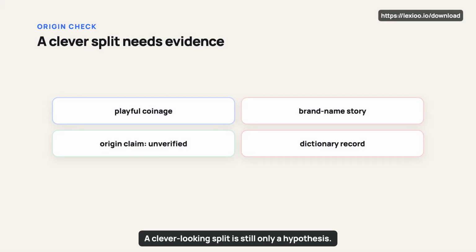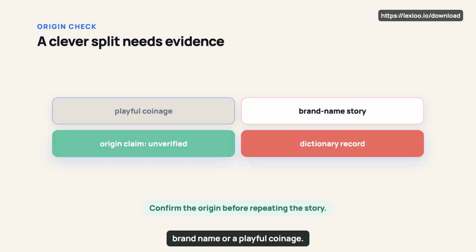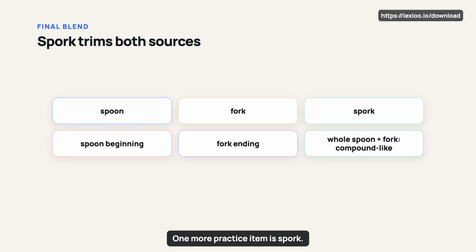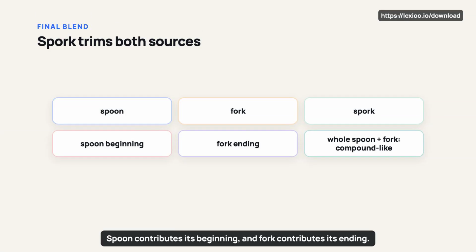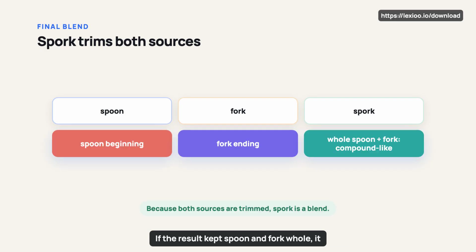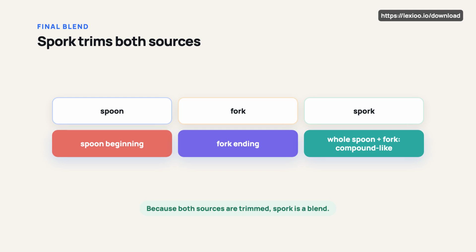A clever-looking split is still only a hypothesis. Confirm the origin before repeating a story about a brand name or a playful coinage. One more practice item is spork. Spoon contributes its beginning, and fork contributes its ending. Because both sources are trimmed, spork is a blend. If the result kept spoon and fork whole, it would look like a compound instead.